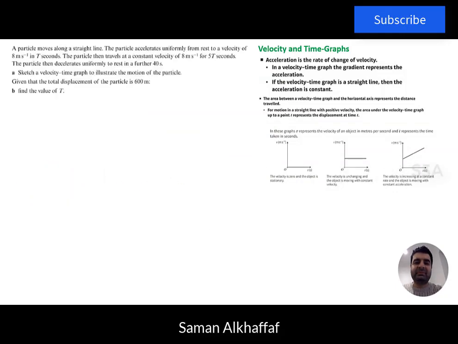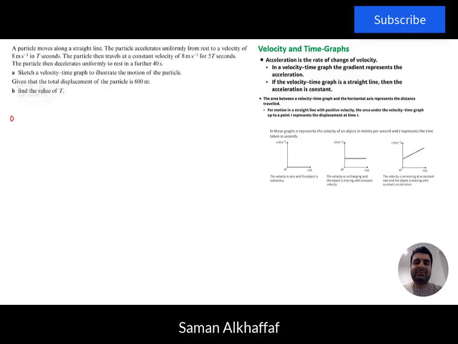In this example, a particle moves along a straight line. The particle then travels at a constant velocity of 8 meters per second for 5t seconds. The particle then decelerates in a further 40 seconds. For part A, sketch a velocity time graph to illustrate the motion.